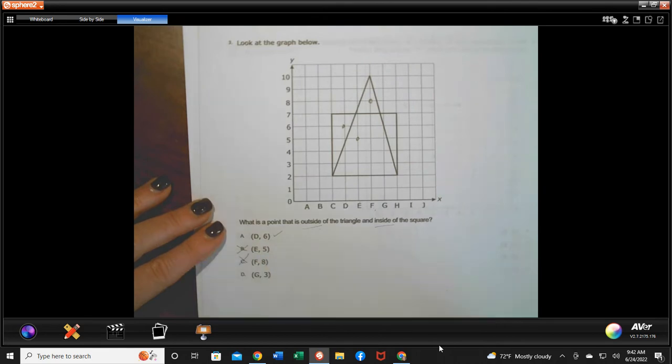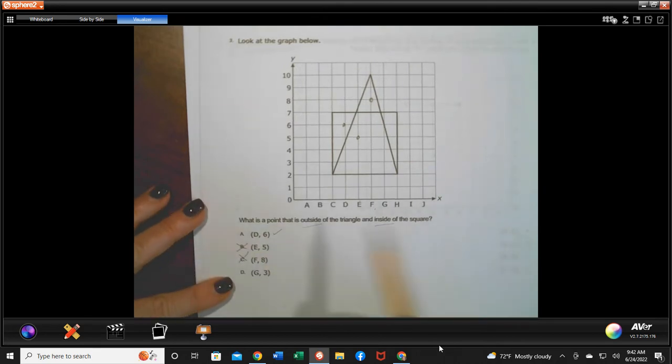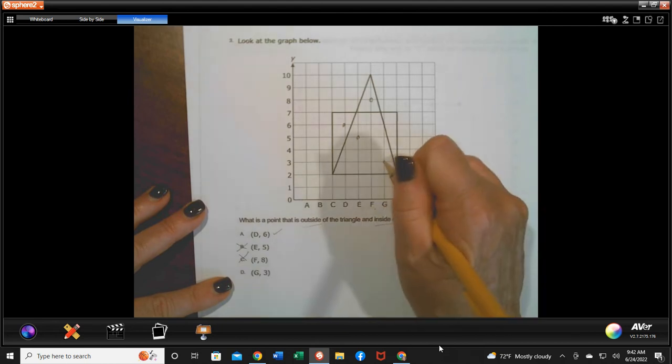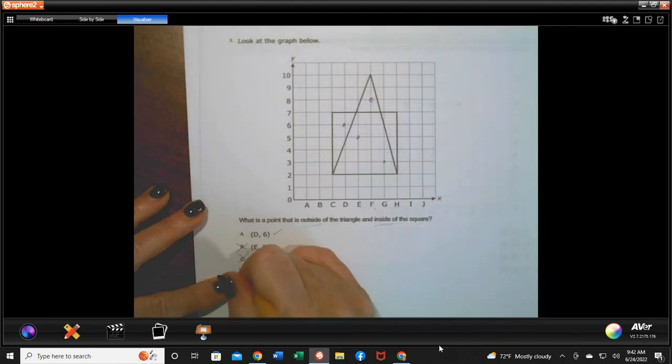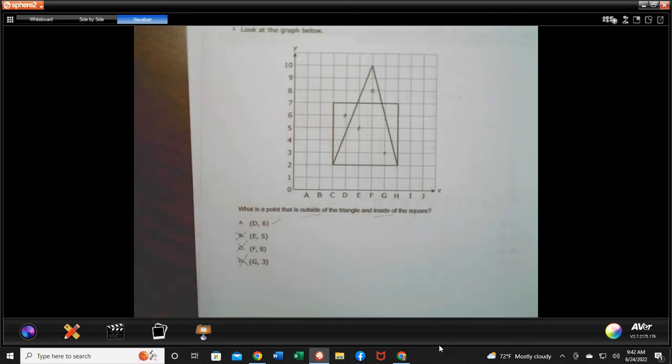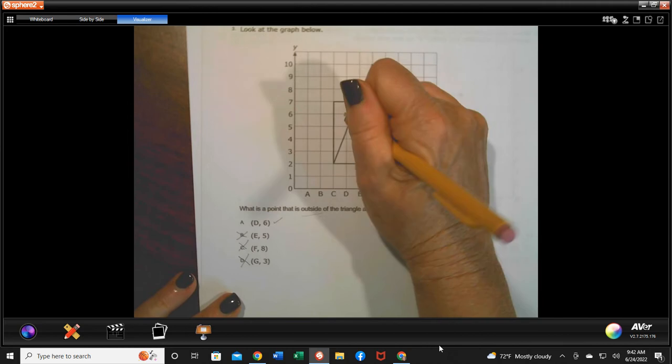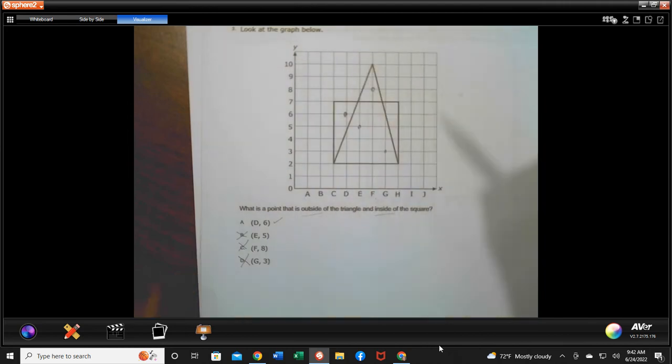And D, G3. So if I go over to G and go up to 3, it is also inside of the triangle. So I don't even have to read any further. So the answer is D6. Point D6, this one right here, is outside of the triangle and inside of the square.